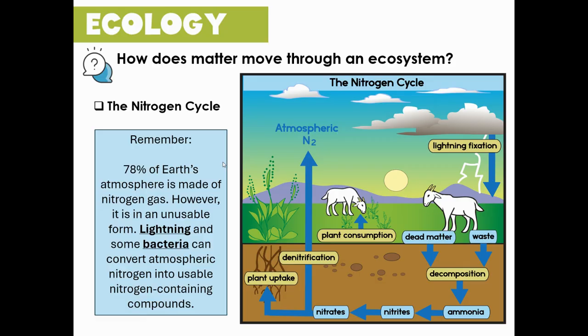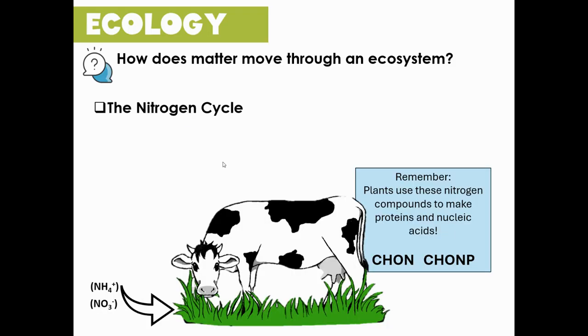And then once it's converted into a usable form through nitrogen fixation, then our producers can pick up that nitrogen. And then, of course, our consumers are going to come consume those producers, and when they do that, the nitrogen is pushed into the consumer, and so you start to see this cycle. Remember that plants use nitrogen compounds for proteins and nucleic acids. So again, CHNOP. The N in CHNOP stands for nitrogen.